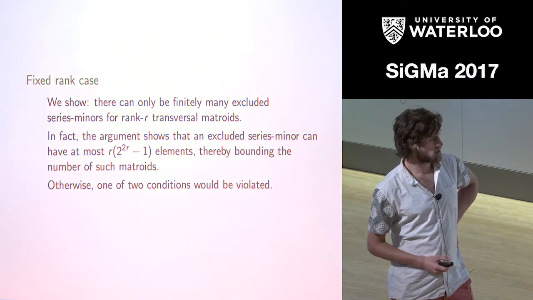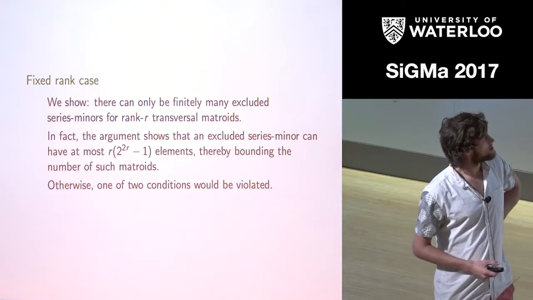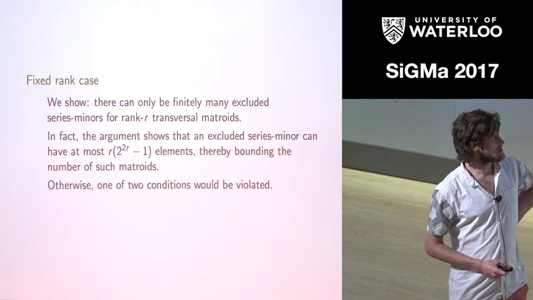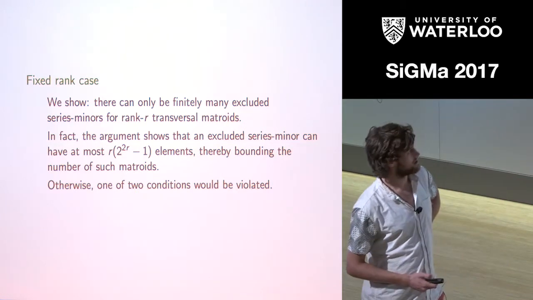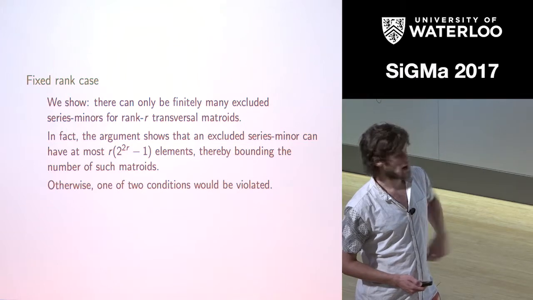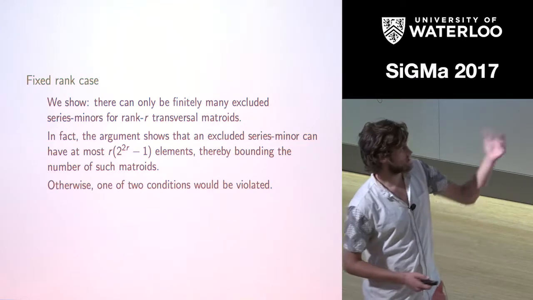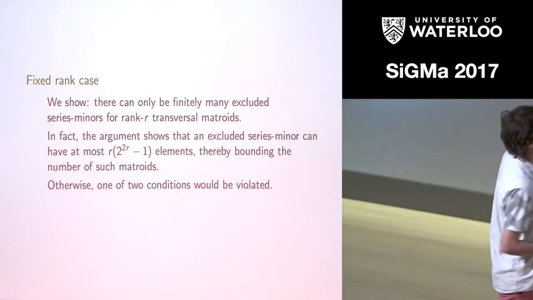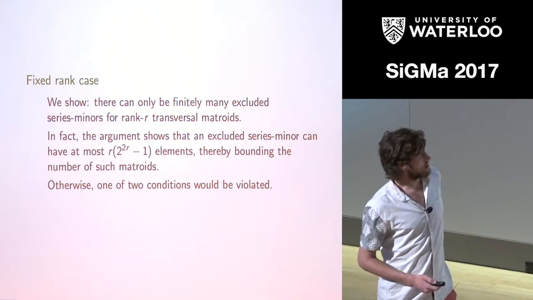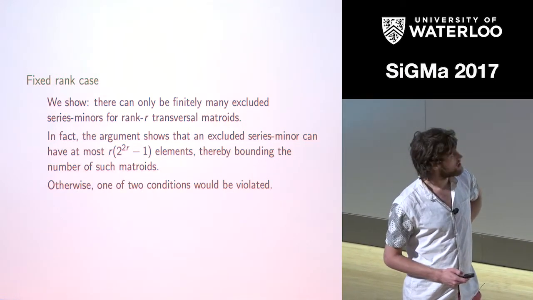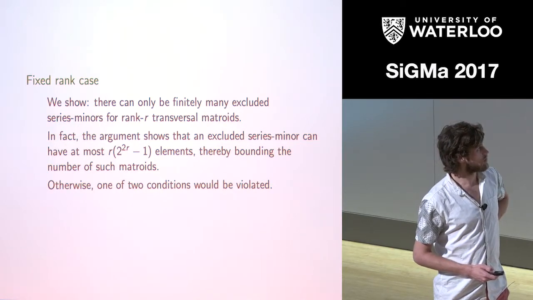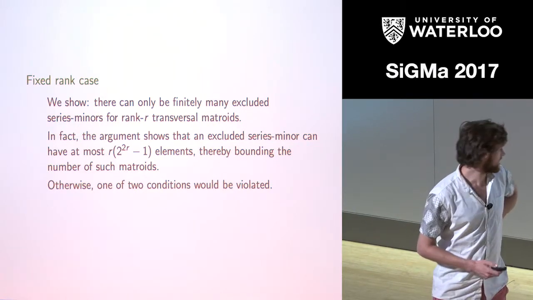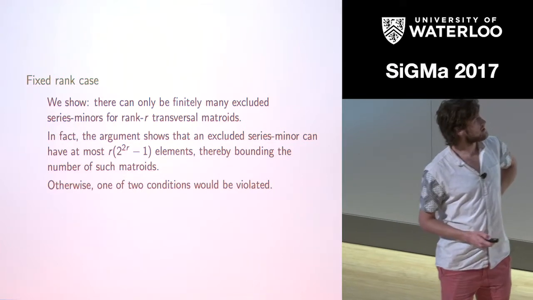Okay, so the fixed rank case. I think I'm doing pretty well for time, so I'll try to run through this argument. Essentially, we bound the number of excluded series minors by bounding them in terms of size, and then obviously that's going to bound the number of possible matroids. So we've got this number that we're going to show they're less than. And there are two conditions, one of which must be violated if we have a sufficiently large number of elements.